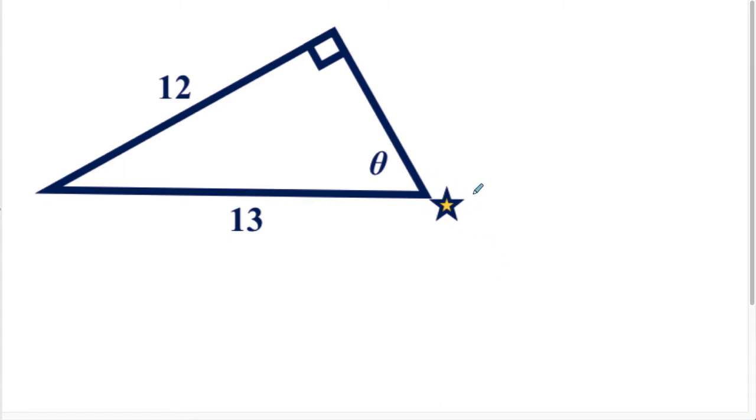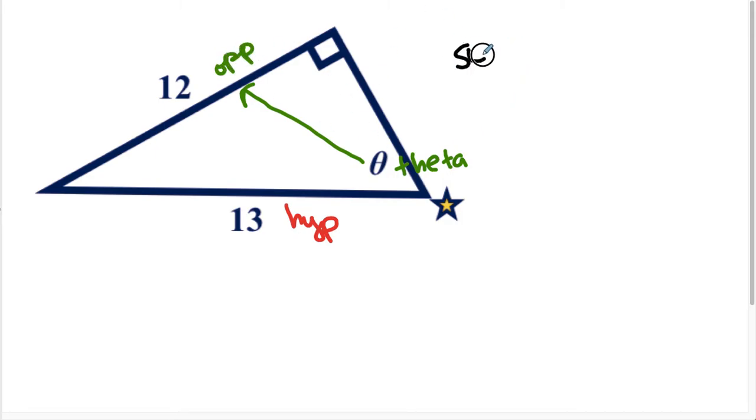So let's say this is the angle that they're looking for. This is a starred angle. So let's look for the hypotenuse first. So 13 is your hypotenuse. And then this angle right here, we call this angle theta. That's how it is pronounced, theta. Across from theta is 12, which means 12 is your opposite. So I'm going to use SOHCAHTOA to identify which one I should use. Opposite and hypotenuse, so I'm going to use sine.